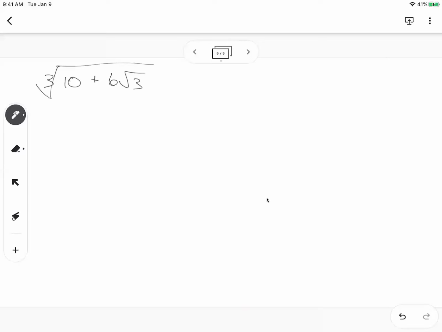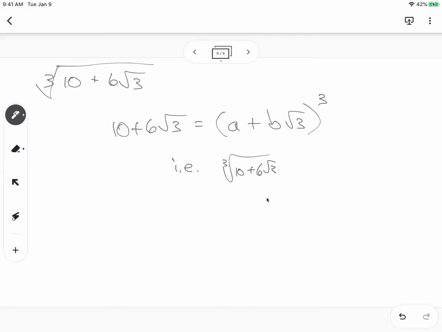We can set this to be the cube of some number of that form. So in other words, we're saying the cube root of 10 plus 6 root 3 is a plus b root 3.